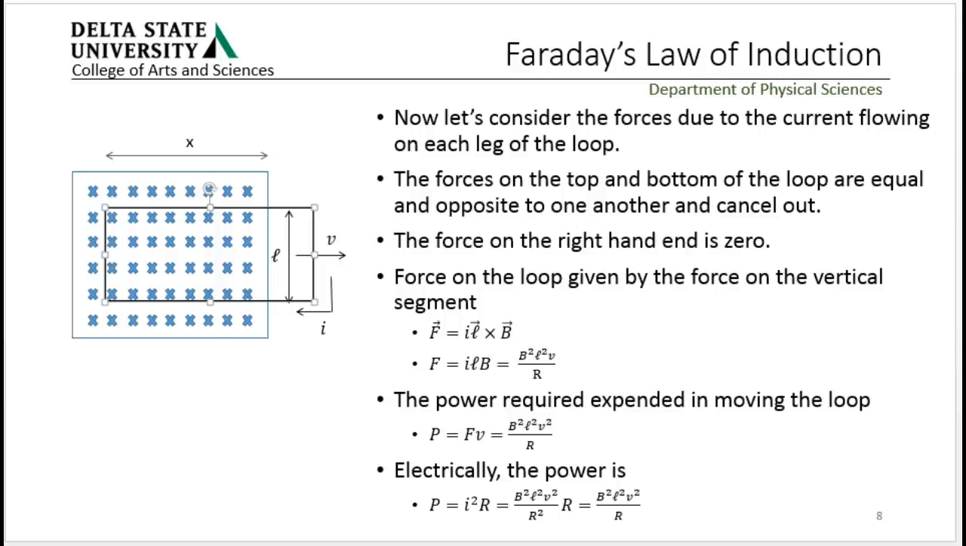Taking in what we got for current before, the force is B squared times L squared times velocity divided by R. The power, back from our kinematic studies, is the force times the velocity, or B squared times L squared times v squared over R. Electrically, the power is P equals I squared R. Again, substituting for I, we get B squared times L squared times v squared over R. This is the same as the result above. This brings to an end this segment on EMF, Faraday's Law, and Lenz's Law.